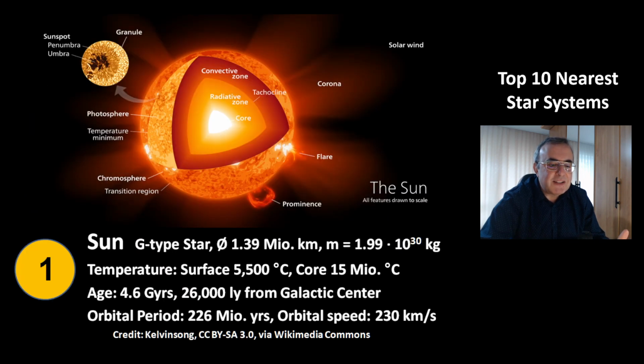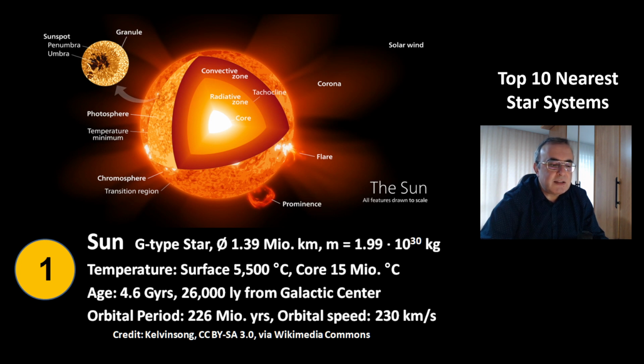Number one is, of course, the Sun, center of our solar system. It's the source of life, the G-type star, diameter 1.39 million kilometers. The mass is about 2 times 10 to the 30 kilograms. Surface temperature is 5,500 degrees Celsius, at the core 50 million degrees Celsius. The energy is provided by the fusion reaction of hydrogen to helium.